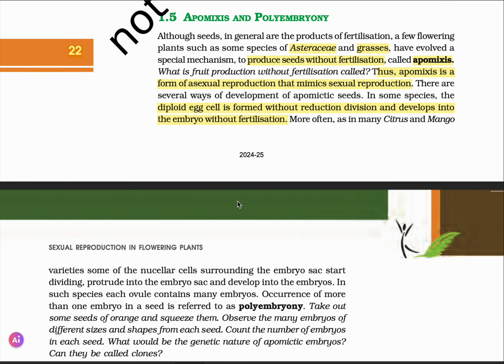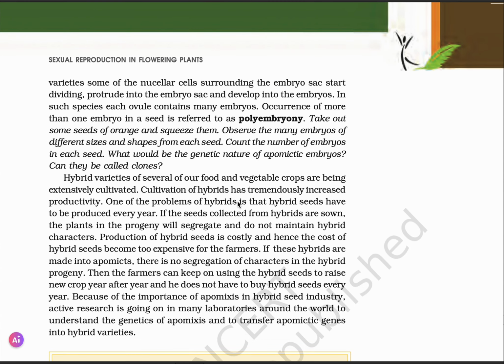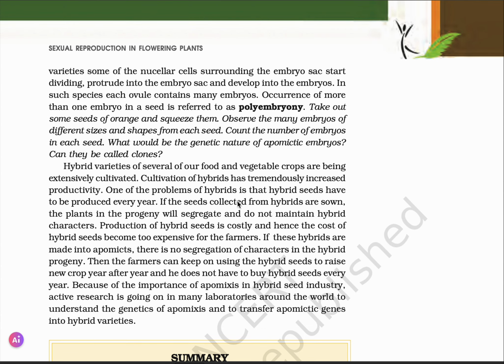More often, as in many citrus and mango varieties, some of the nucellar cells surrounding the embryo sac start dividing, protrude into the embryo sac and develop into embryos. In some species, each ovule contains many embryos. Occurrence of more than one embryo in a seed is referred to as polyembryony.